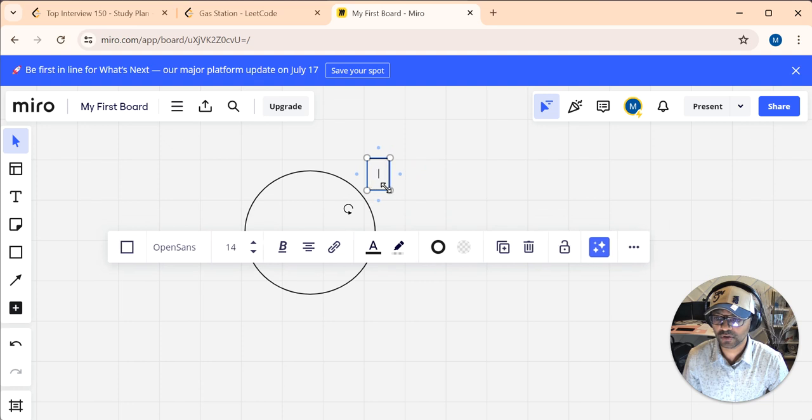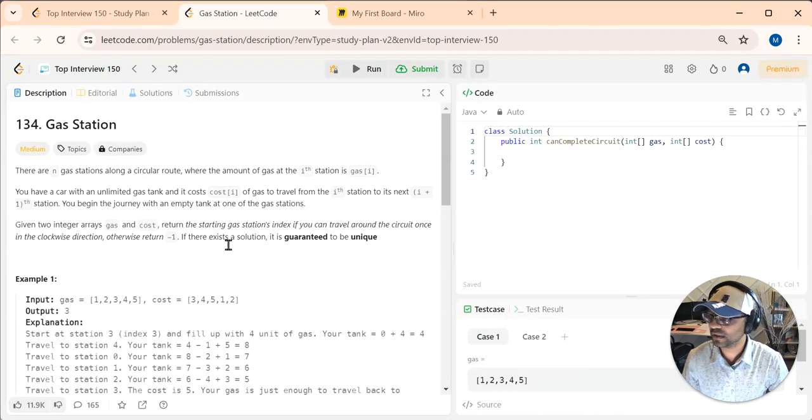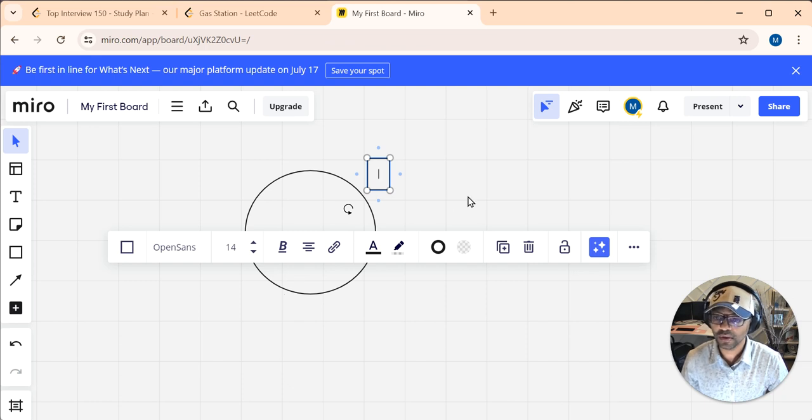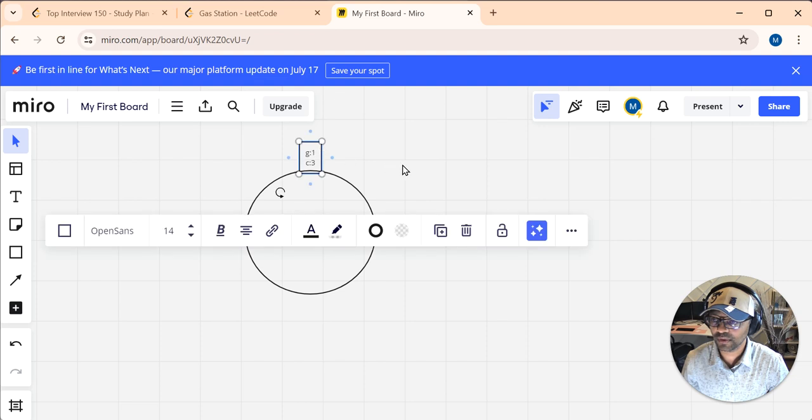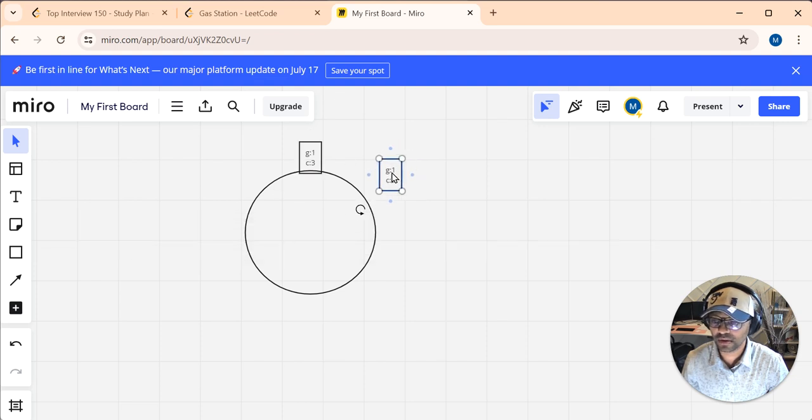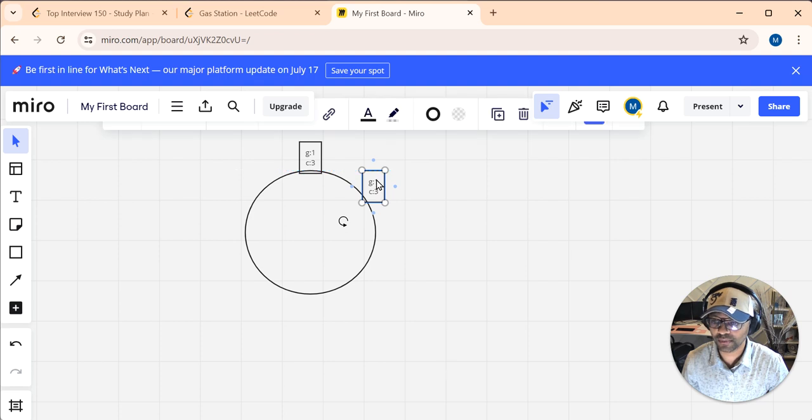So I'm going to write gas and cost for each of them. Let's take this example: gas is 1, 2, 3, 4, 5 and cost is 3, 4, 5, 1, 2. That's an easy thing to remember. So the gas available at station 1 is 1 and the cost to go to the next station is 3. Let's say that station is right here on the path. I know this will take a bit of time, but I think it is going to help us understand the problem really well.